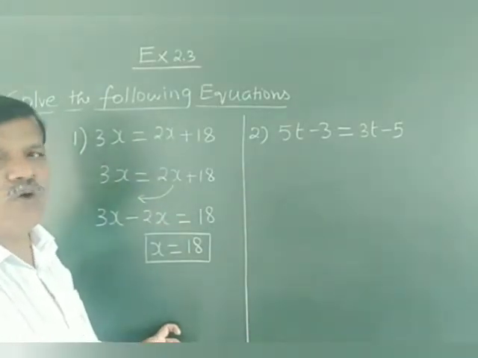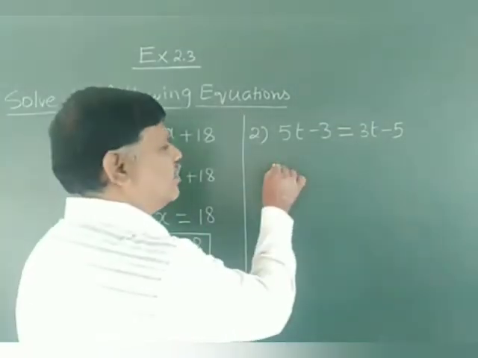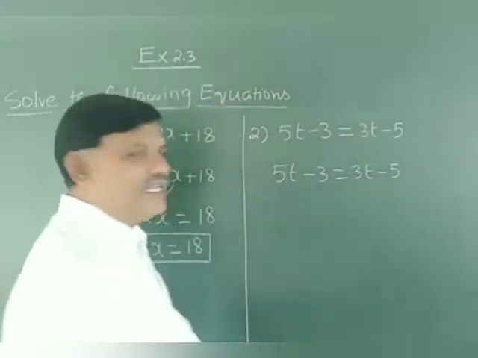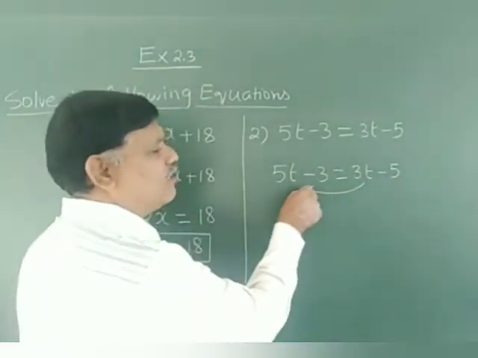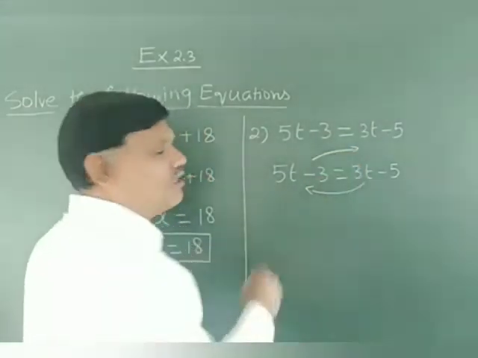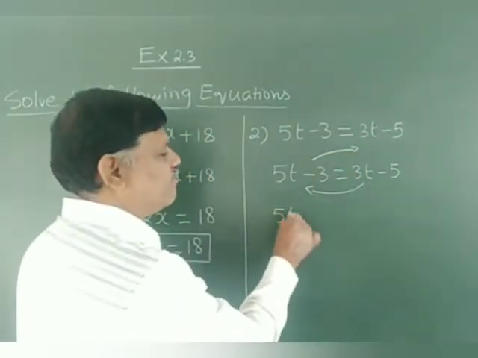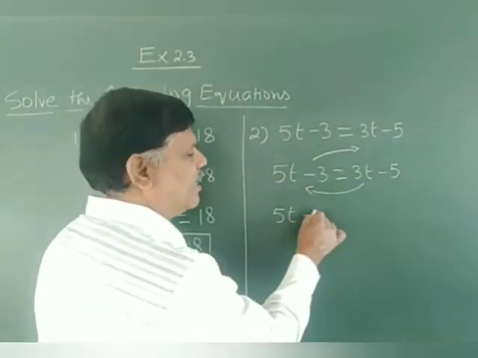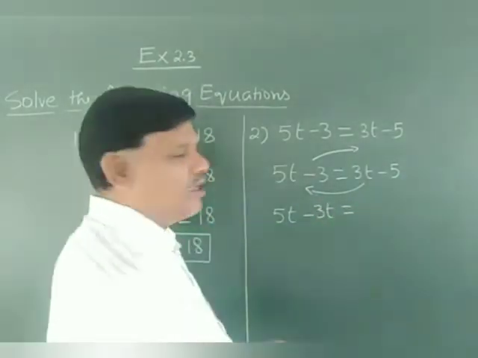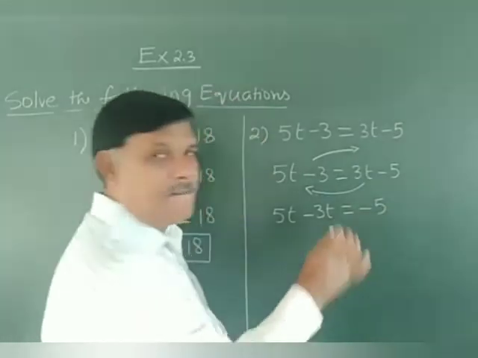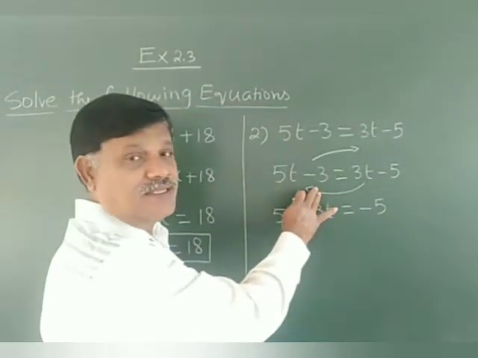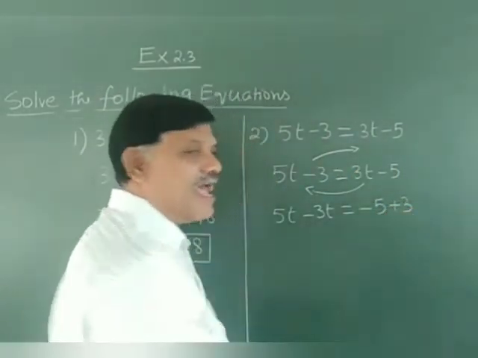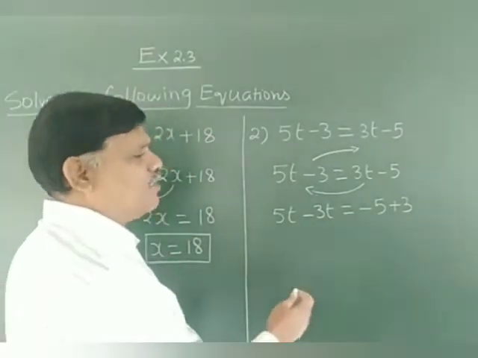Okay, children. Now we move to the second problem. What is the second equation? 5t minus 3 equal to 3t minus 5. So here 3t you have to bring to LHS, and minus 3 you have to take to RHS. Now what happens? 5t, here 3t is a positive term, so when we bring it to LHS, it becomes minus 3t equal to, already in RHS we have minus 5. Now minus 3 from LHS is transposed to RHS, so minus 3 will go to RHS as plus 3. Okay? Now we simplify.